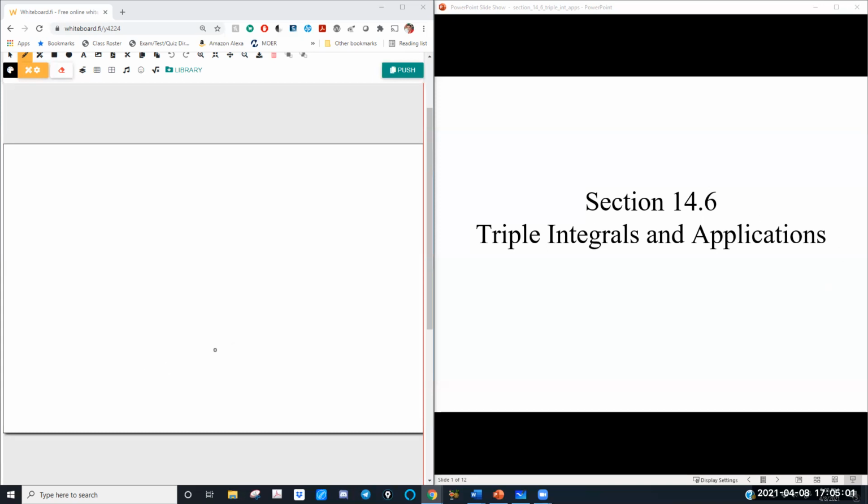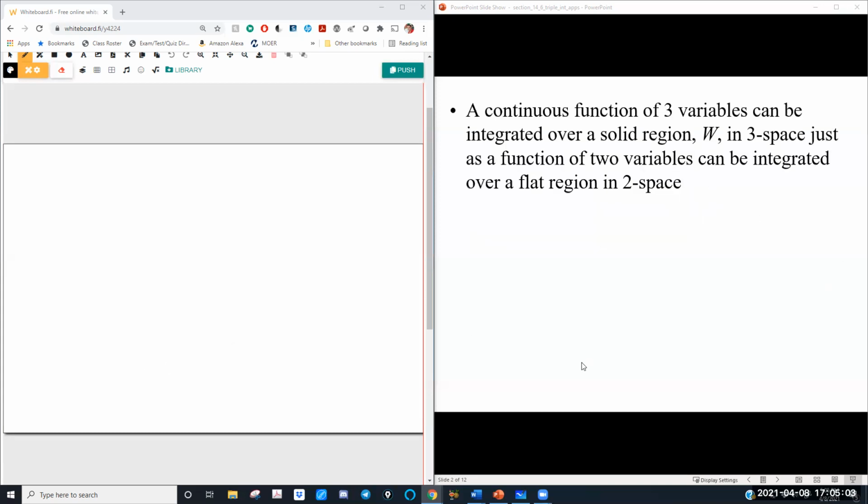Okay. All right. So now we can integrate a continuous function of 2 or 3 variables over a solid region W, just as we can integrate a function of two variables over a flat region in 2 space.